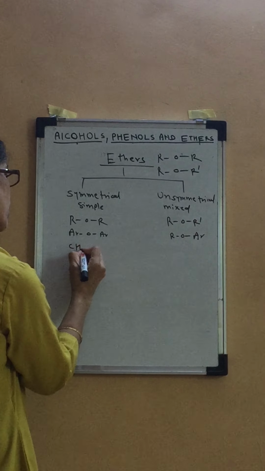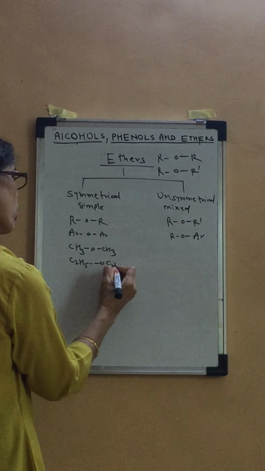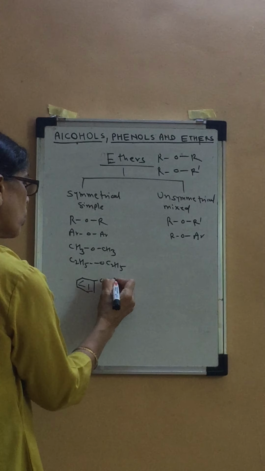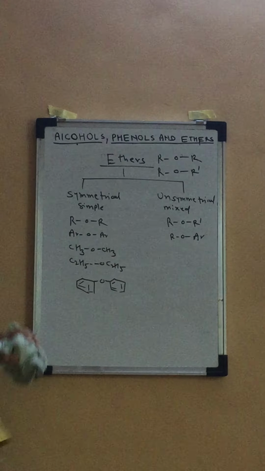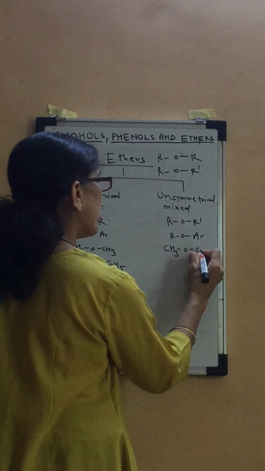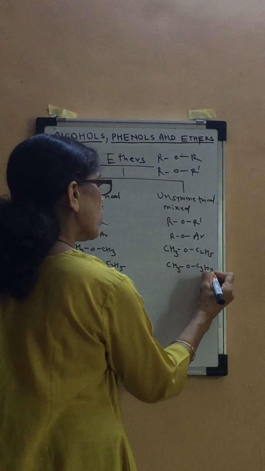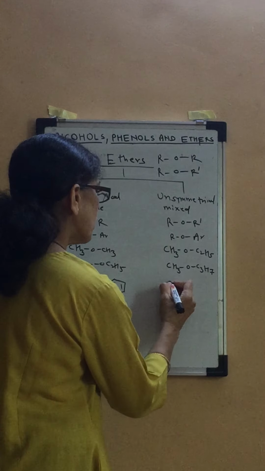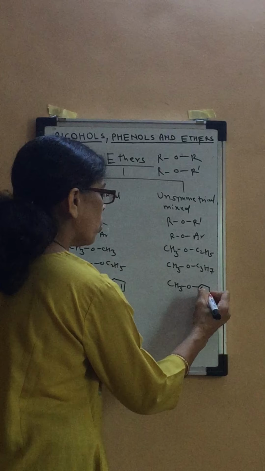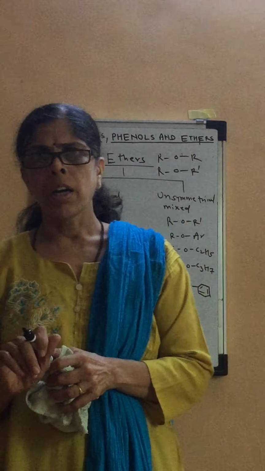Examples are CH3OCH3, where both the groups are the same, C2H5OC2H5, or ArOAr. Simple and mixed, where both the groups are different. We can have ROAr also. So this is the classification of alcohols, phenols and ethers.